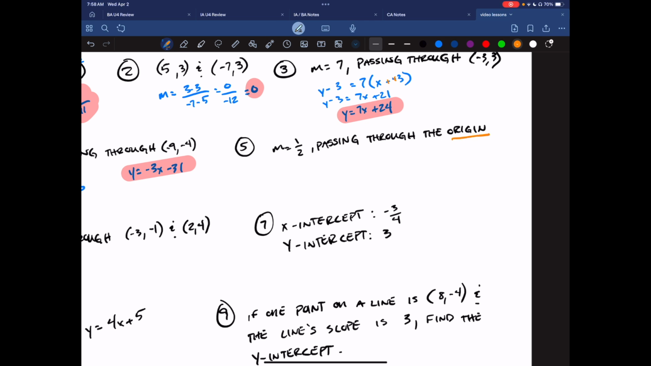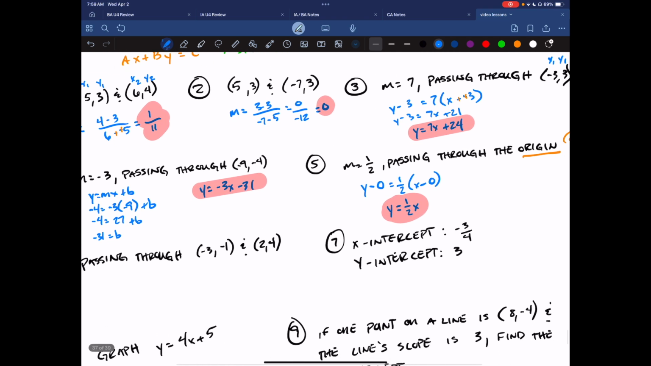All right. This one says through the origin. Okay. The origin is 0, 0. It's where the x and y axis intersect. So here, going back to point slope, this is going to be y minus 0 equals 1/2 times x minus 0. Well, that becomes real simple. The y minus 0, there's nothing there. So that's y equals 1/2 x, and then minus 0, that's nothing. Anytime the origin is part of your equation, it makes things really simple.